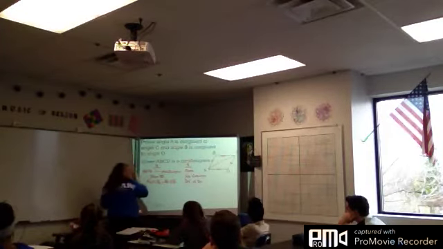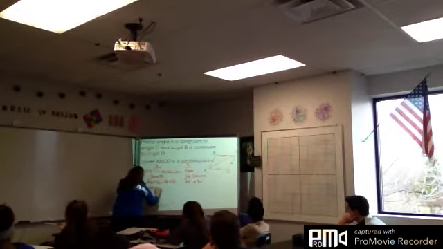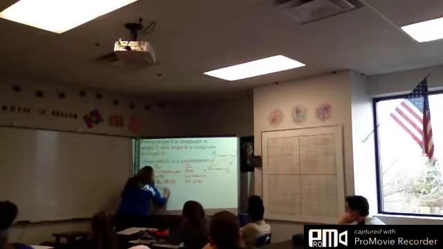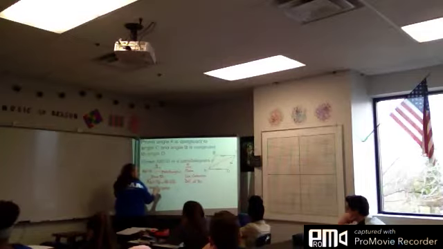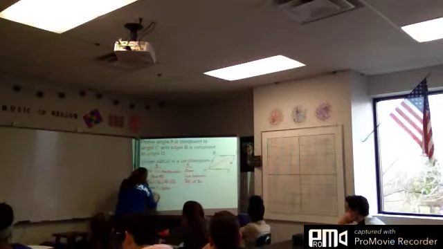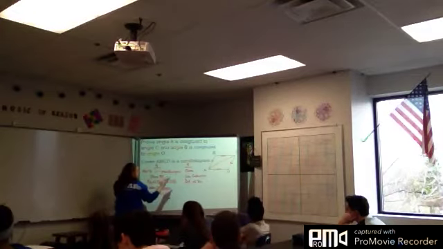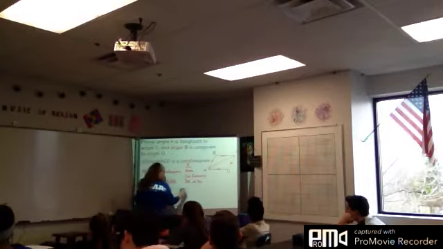So angle DAC is congruent to angle BCA, right? And angle BAC is congruent to angle DCA. Yes. I had to see what I had written down. And that is alternate interior.